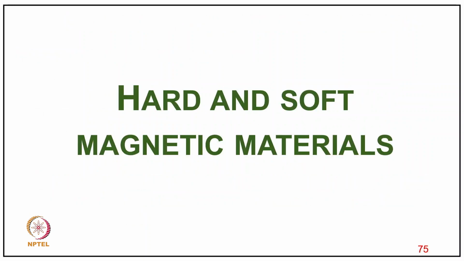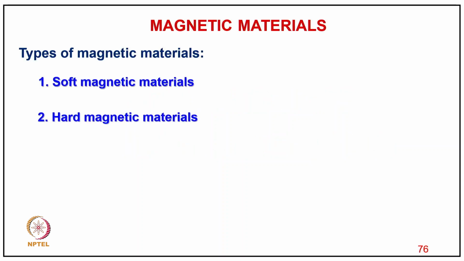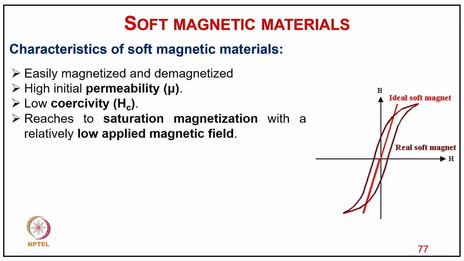So now coming to the materials, typically ferromagnetic materials, we have hard and soft magnetic materials. So the types of magnetic material are soft magnetic and hard magnetic material. Soft magnetic materials are easily magnetized and demagnetized, and have a high initial permeability, as you can see in the diagram. They have a low coercivity, so you can completely magnetize them with a small opposite magnetizing force, and they reach saturation magnetization with a relatively low magnetic field.